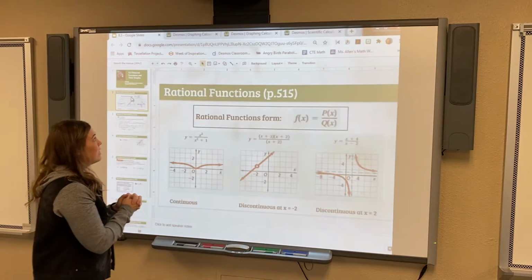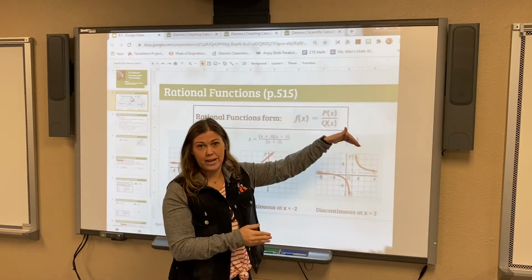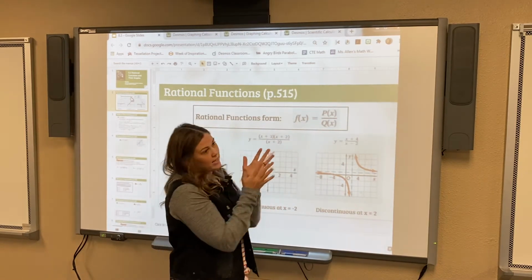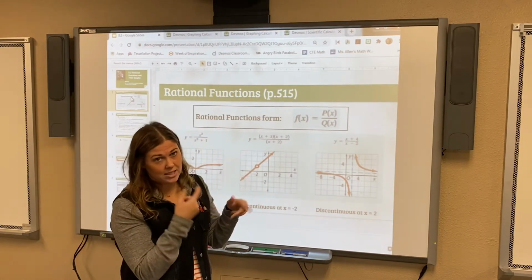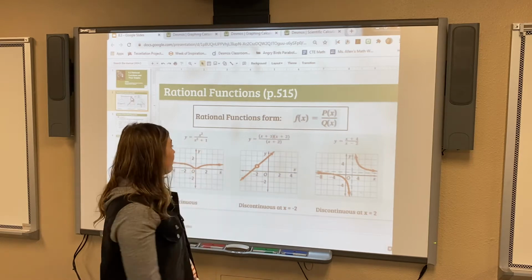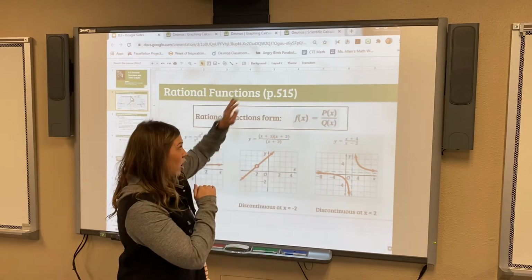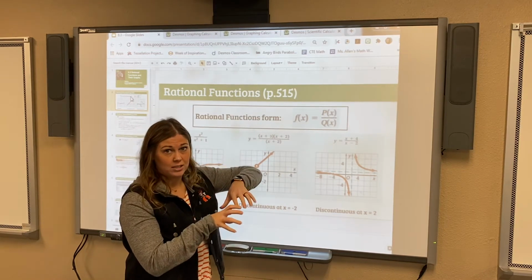With rational functions, it's of the form p of x over q of x. And so you're going to have linears, you're going to have quadratics, cubics probably not in this example, but you can have all different kinds of things on the top and the bottom. Each of those gives you different characteristics of your graph.